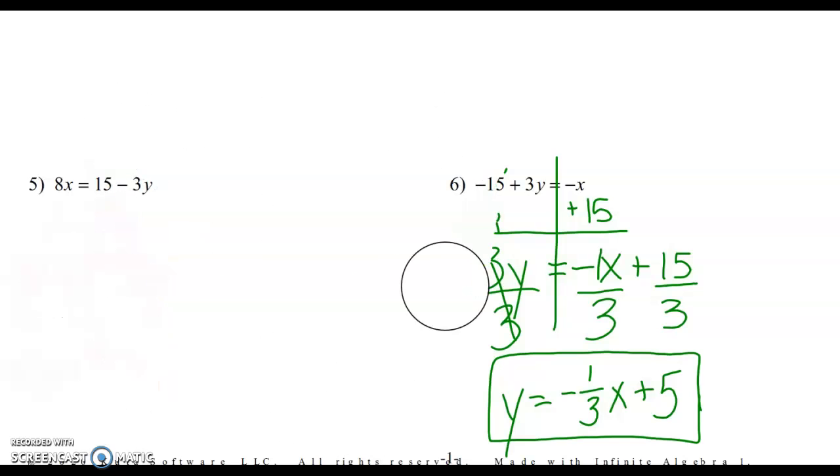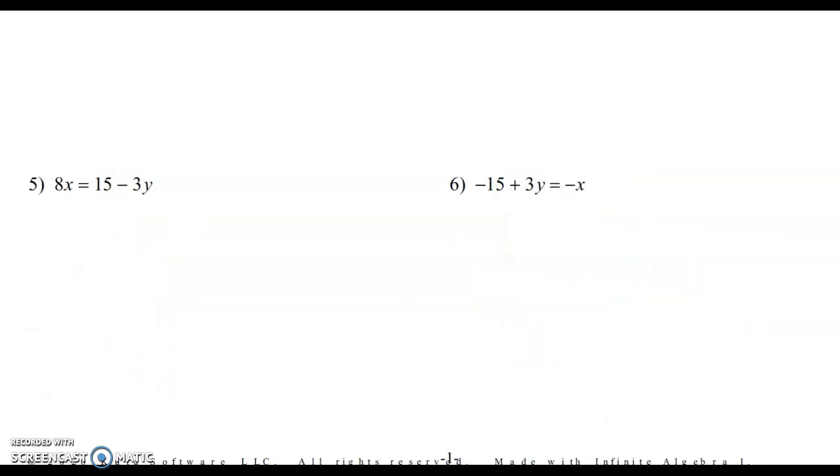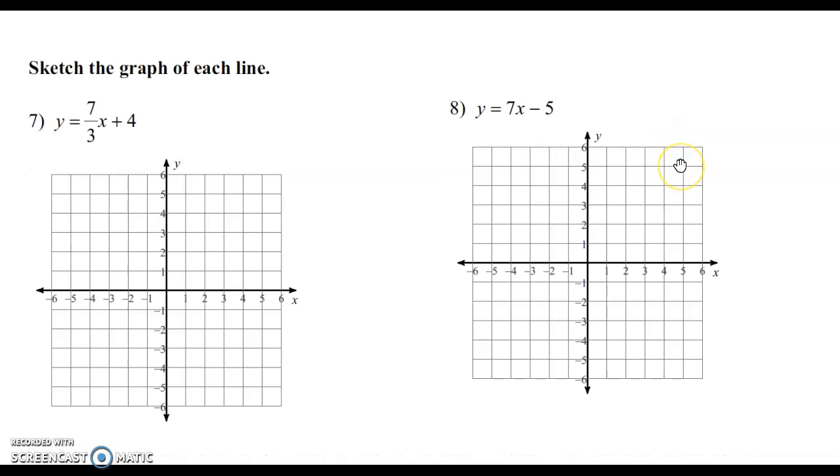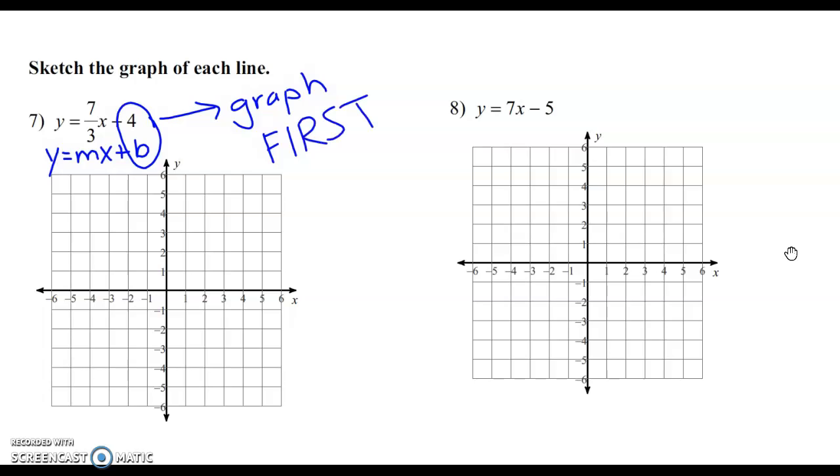Now we'll combine that to be able to graph a line. So you can see on number 7 and 8, you are already in slope-intercept form. Y equals mx plus b. So what you always graph first is the y-intercept. That's your starting point. That's what you're going to have to graph first. So I can see there my y-intercept is 4, which means I'm crossing my y-axis at positive 4. That's my first stop. The slope is 7 over 3.